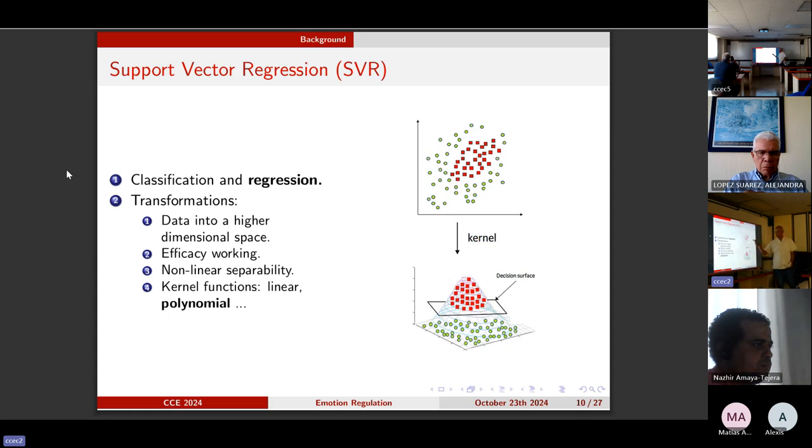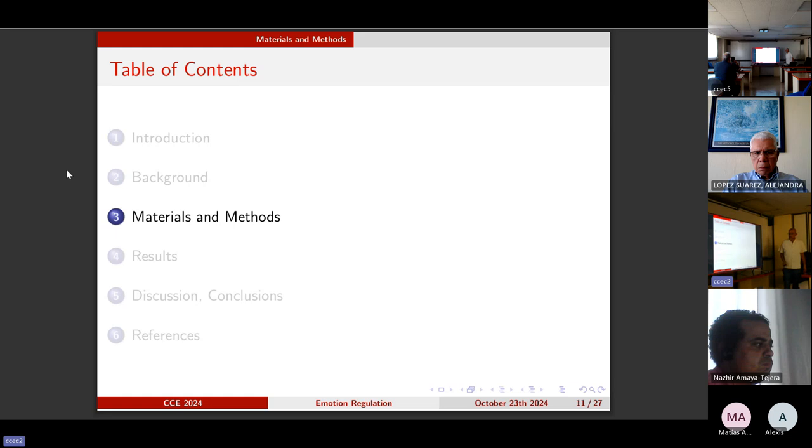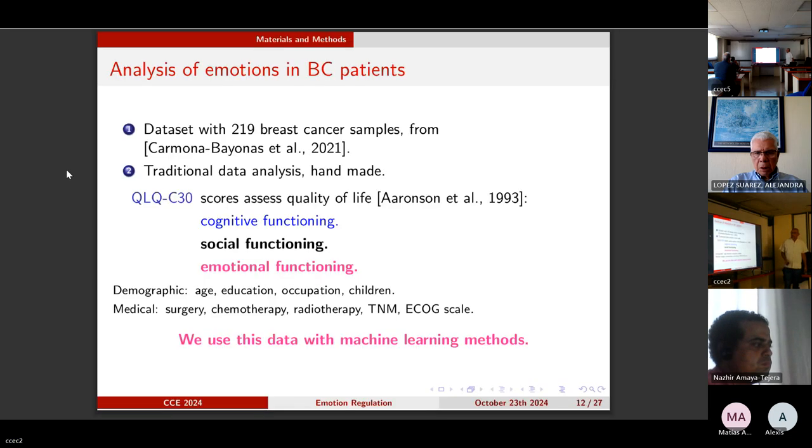You can see that it would be very complex to linearly separate the red from the green data. With this kind of method, it's simple, with kernel functions: linear, polynomial, or the other one I'll show next. The data set is from a work by Carmona Bayonas in 2021.